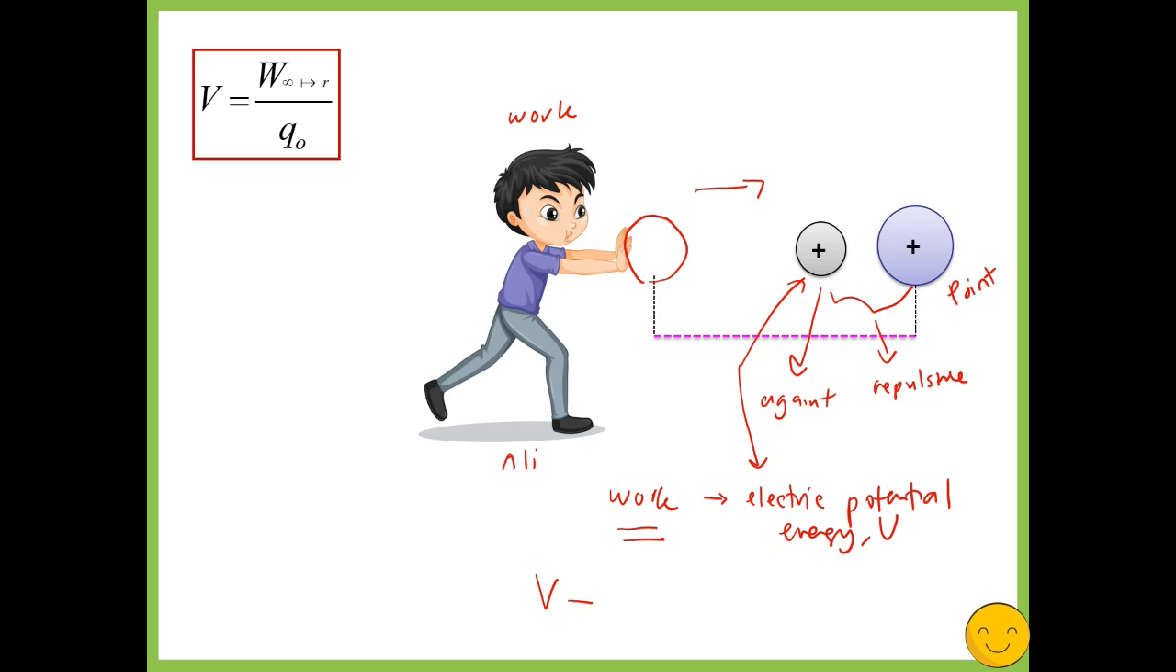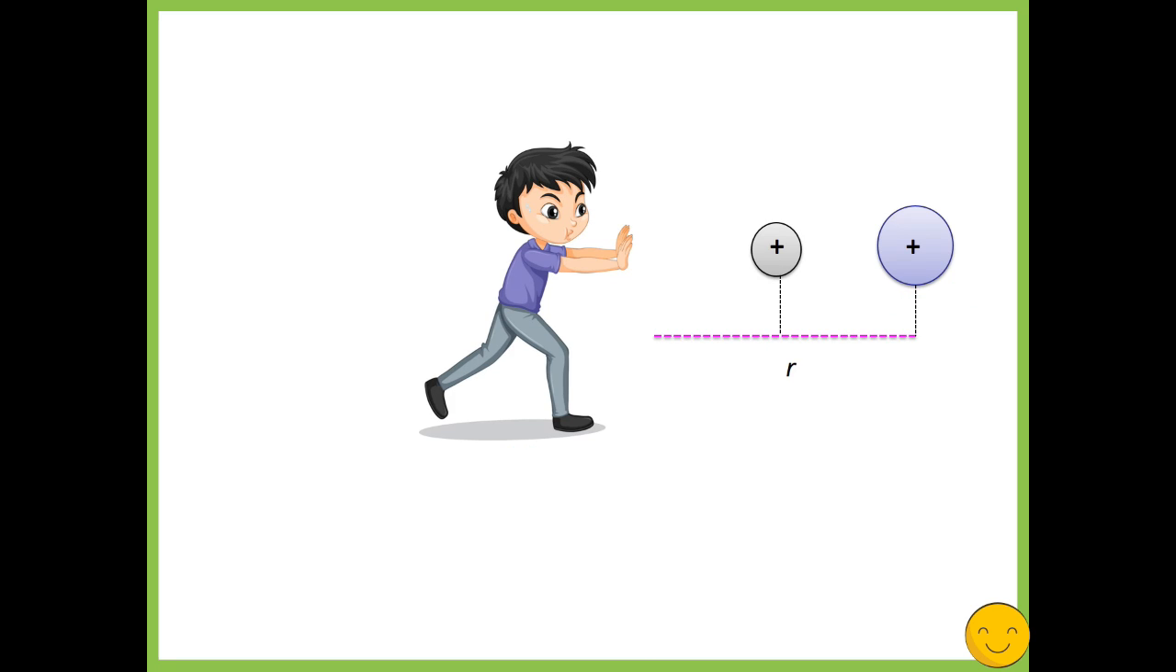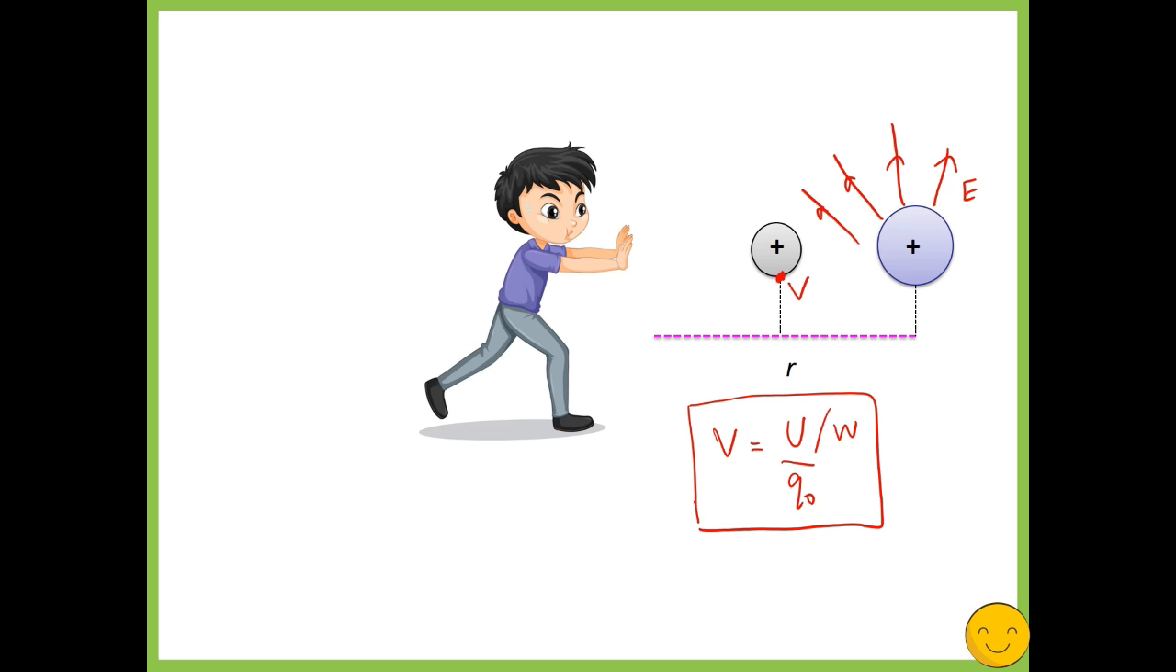Electric potential is defined as the electric potential energy at a point in an electric field. So in explanation, actually if we want to know the value of electric potential at this point, as this point is in the region of electric field of this point charge, the electric potential at this point is telling us the amount of electric potential energy, which is equal to the work done by Ali per unit test charge at this point. So that is the meaning of electric potential.